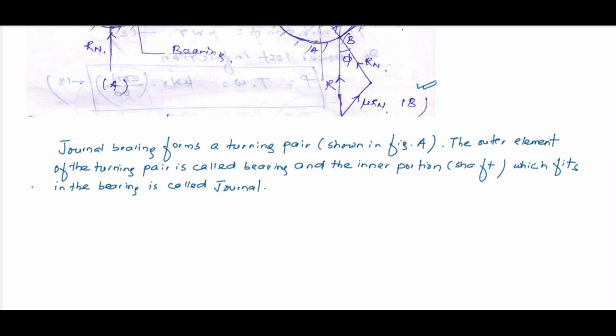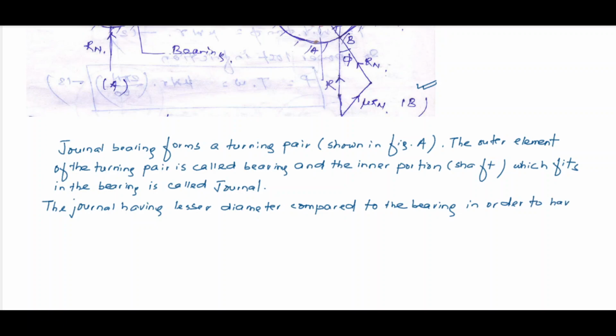The journal has a lesser diameter compared to the bearing in order to have free rotation in the bearing.